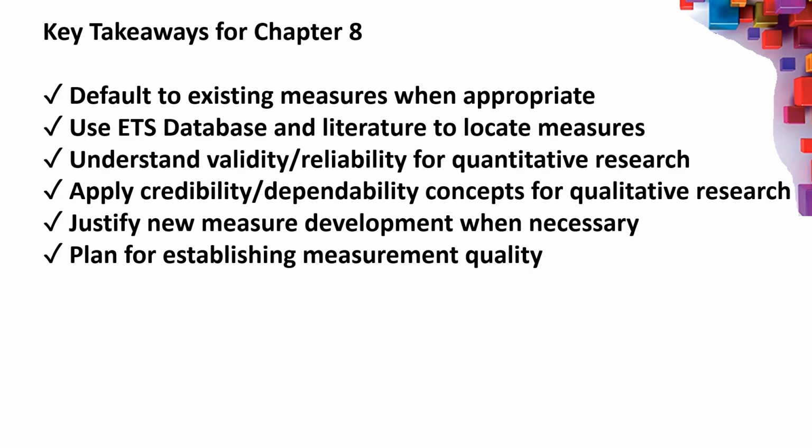Let's recap the key principles. Start by looking for existing measures that fit your needs. This is usually the most efficient approach. Use available resources like the ETS database to find measures. Understand the quality criteria relevant to your research approach. When you do need to develop new measures, make sure you can justify that decision and have a plan for establishing their quality. Good measurement is fundamental to good research, so invest the time to get it right.